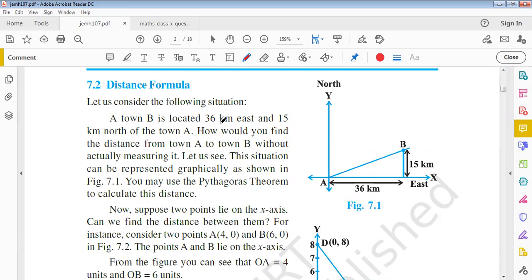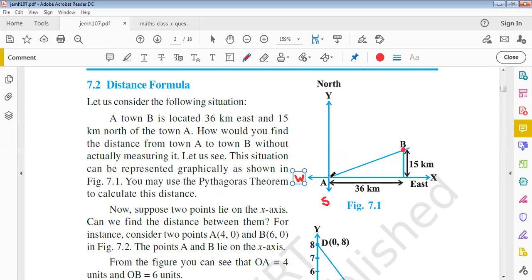A town B is located 36 kilometers east, this side. Let us take this as east, north, west, and south. So 36 kilometers east from town A to town B without actually measuring it. Now, 36 kilometers east and 15 kilometers north of town A. So now B is here.